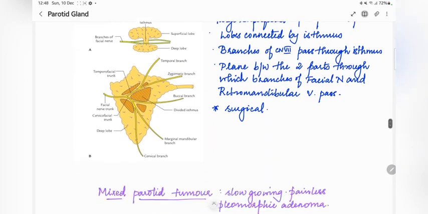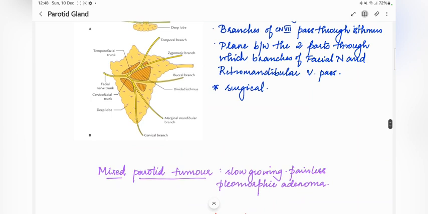Then a clinical correlation here would be the mixed parotid tumor. So mixed parotid tumor is a slow growing, painless tumor of the large superficial part of the parotid gland. It is so called because of its mixed histological appearance, and now it's called the pleomorphic adenoma. After many years of benign growth, it can undergo a malignant transformation.